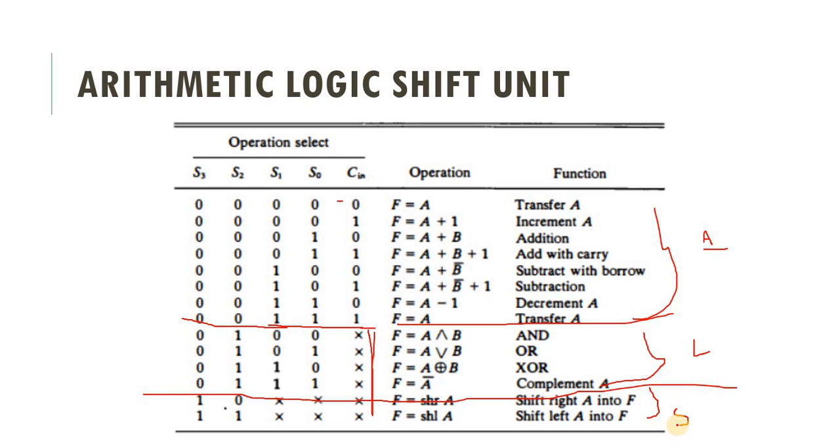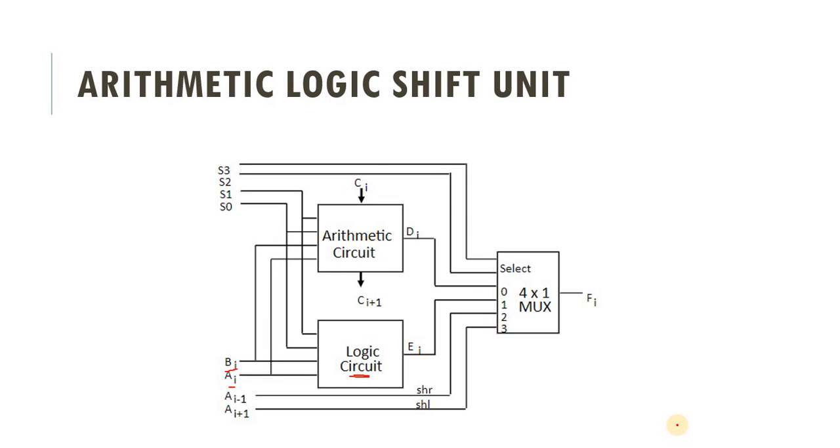So you can see that in one circuit we can perform arithmetic, logic and shift operations. This is a combinational circuit, and that is provided by the arithmetic logic shift unit. So that's it. Thank you.